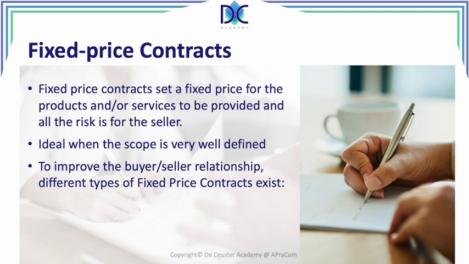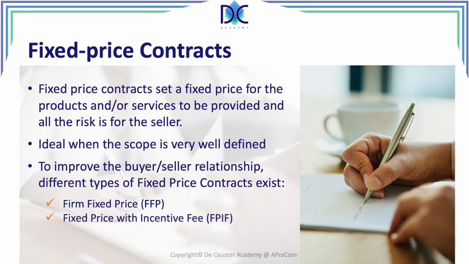We have firm fixed price, so this is very simple. It's a fixed price, nothing changes. Fixed price with incentive fee. Here we have an incentive fee to make the supplier, the vendor, do the work better and faster, so they get some reward when they comply with these conditions.